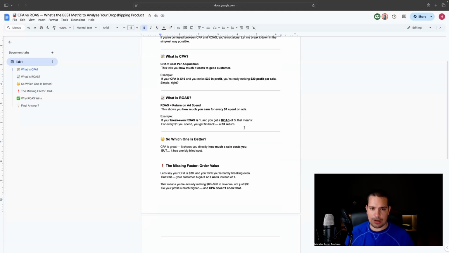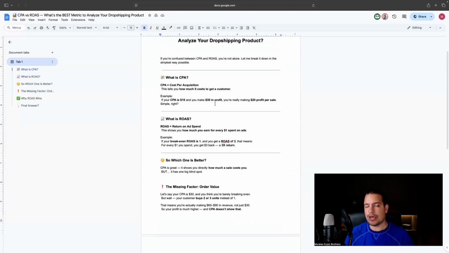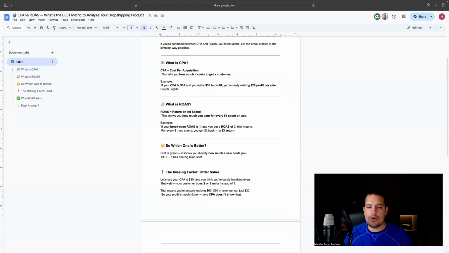So simple. One is basically, okay, how much does it cost me to have a customer minus the sale? And the other one is, okay, I'm spending that much to have a client, how much am I getting back? And this is the ROAS. So which one is better?